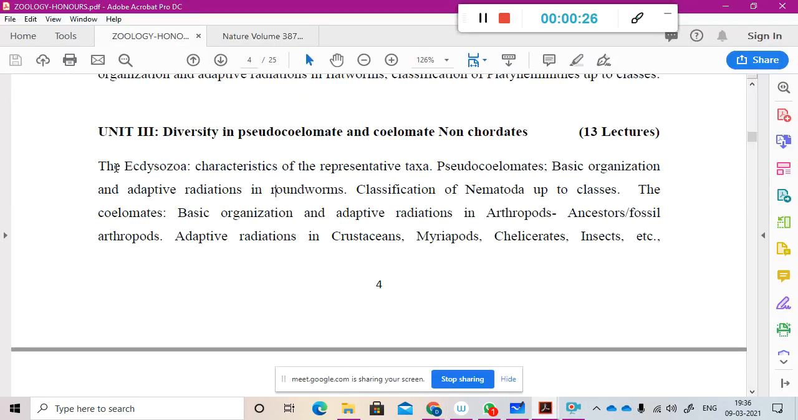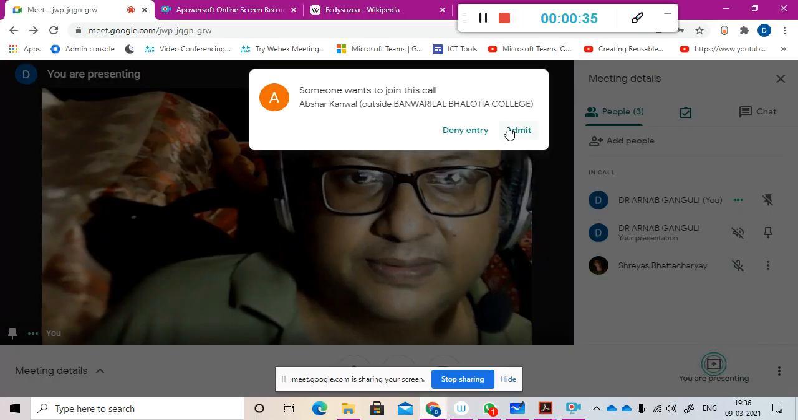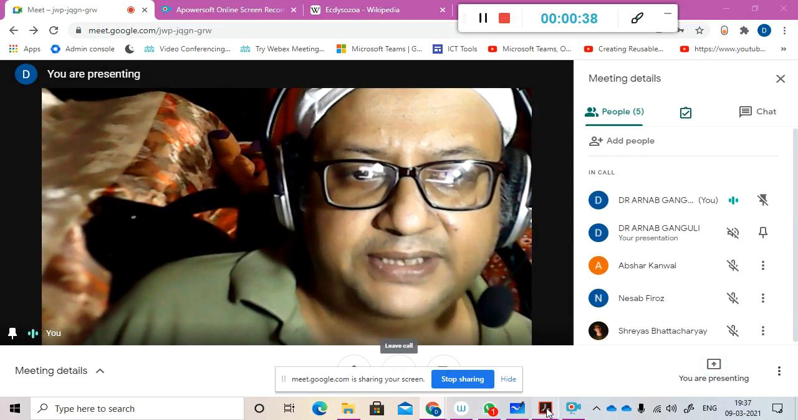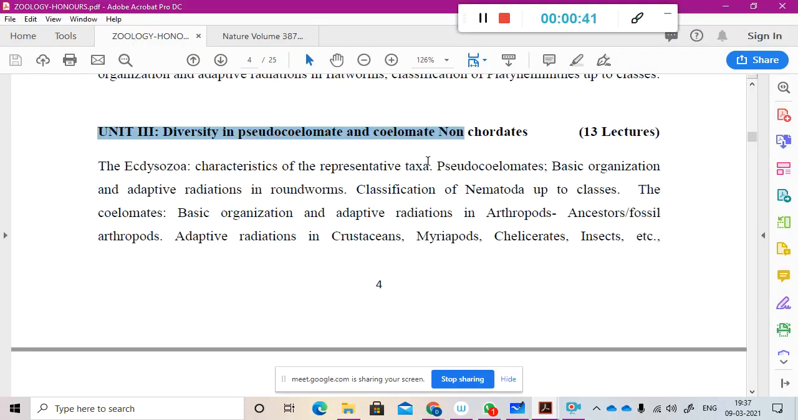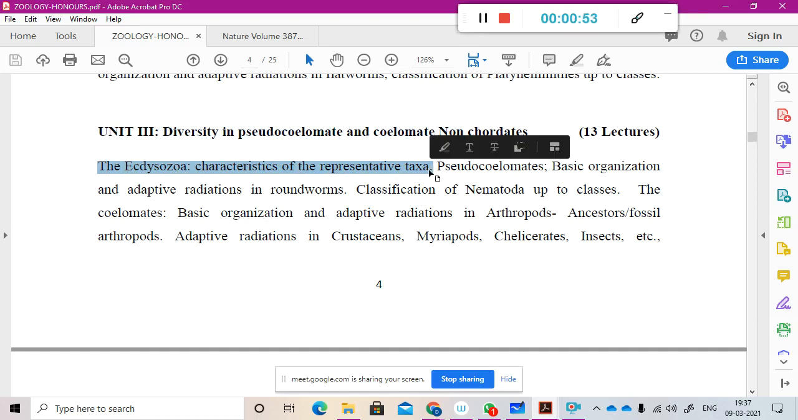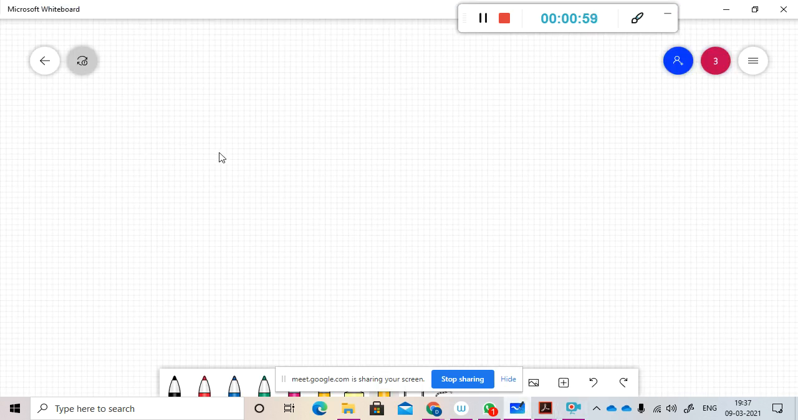So in the syllabus in unit 3 you have diversity in pseudocoelomate and coelomate non-chordates. So the first chapter is the Ecdysozoa, characteristics of representative taxa. So we will deal with what is Ecdysozoa. So let us go to our whiteboard. Is the whiteboard visible? Yes, sir. Okay.